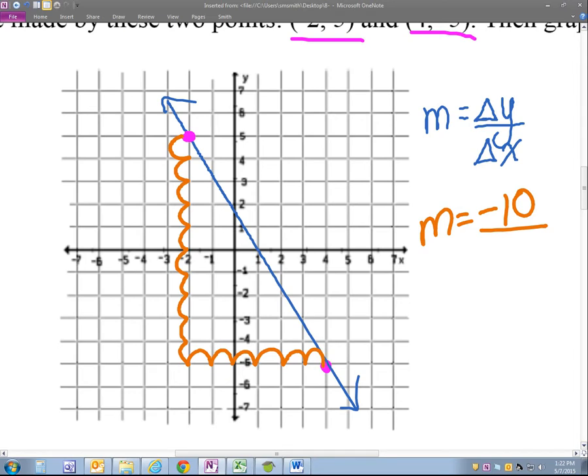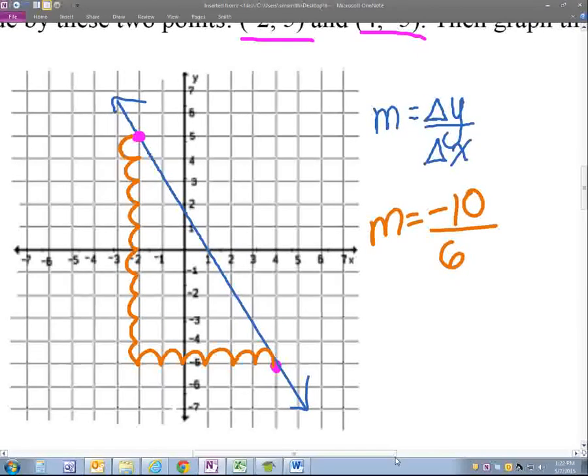So my change that I moved on the x-axis is a positive 6, and I get negative 5/3. The slope is negative 5/3. The slope is negative 5/3.